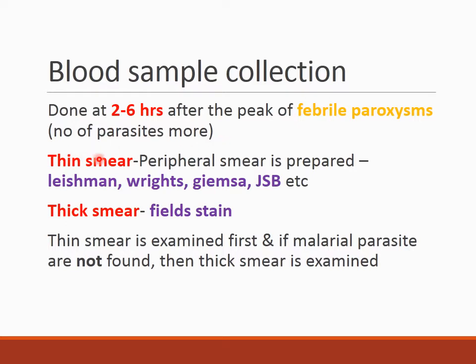We can make thin smears, which can be stained by Leishman stain, Wright's, Giemsa, as well as JSB. JSB refers to Jaswant Singh Bhattacharji stain. This is the rapid method to detect the presence of malarial parasite in the blood. This can be used to stain either the thin smear as well as the thick smear. A thick smear can also be done, which can be stained by another stain called Field's stain.